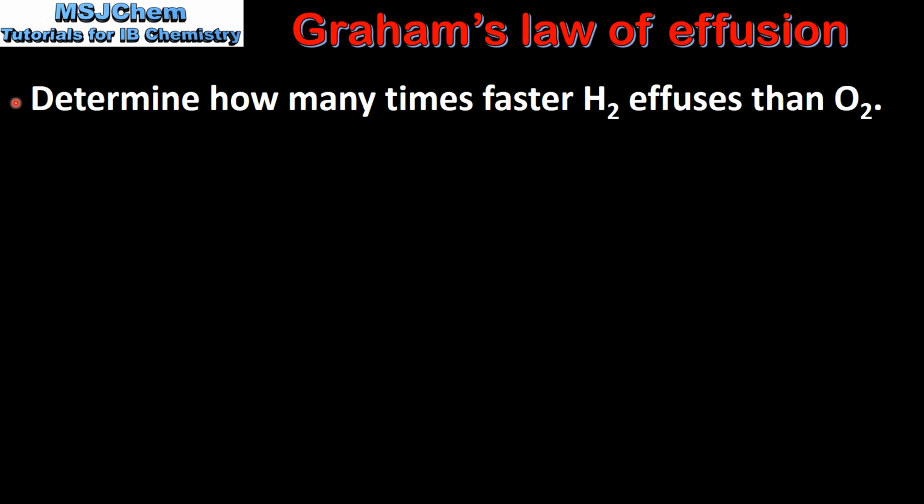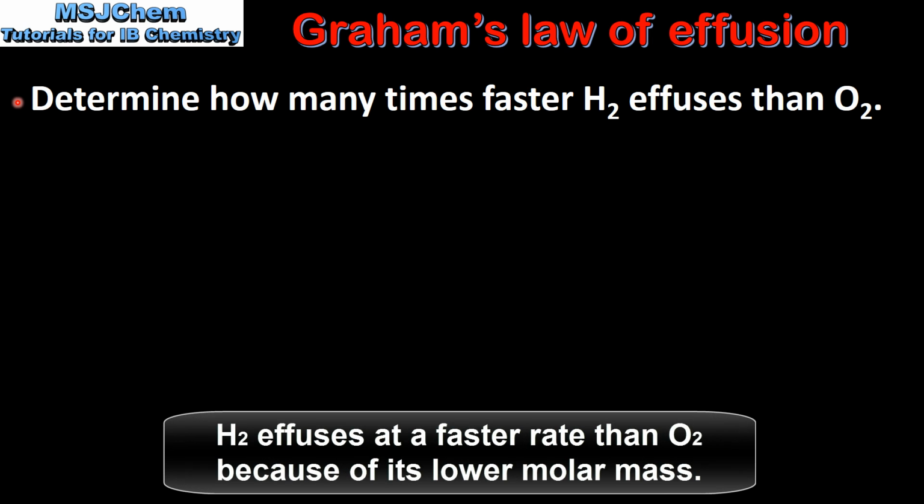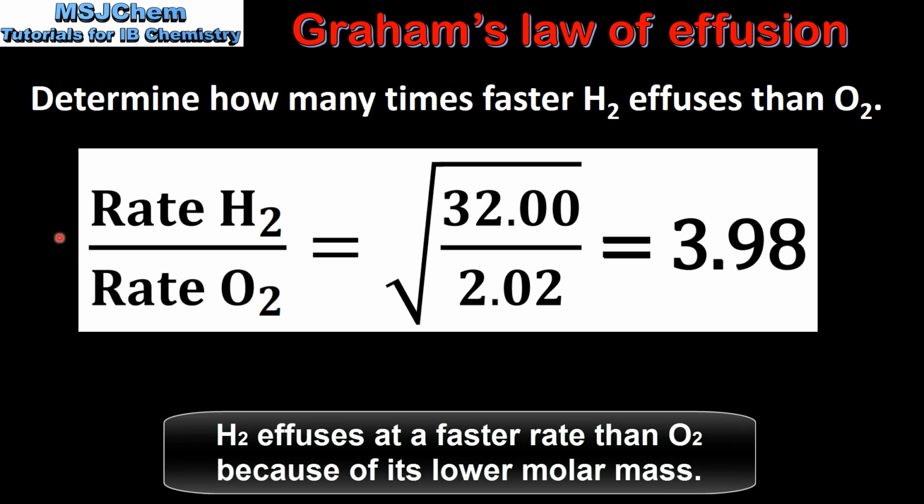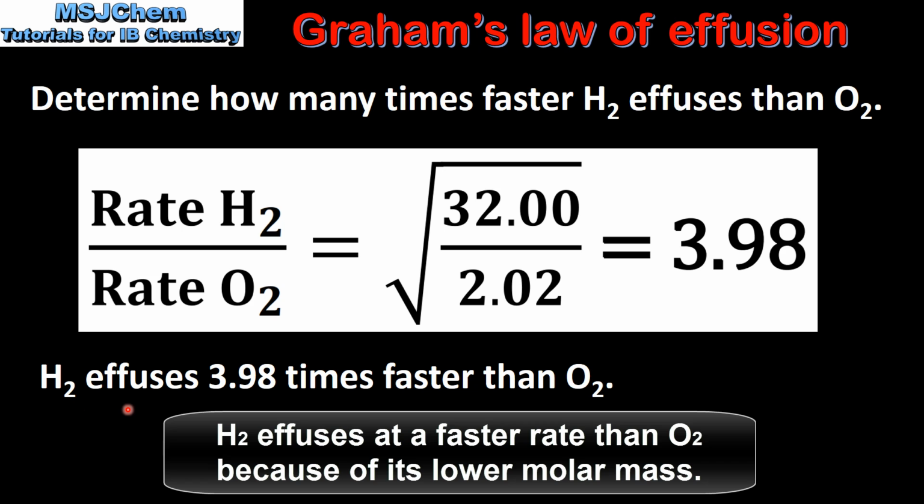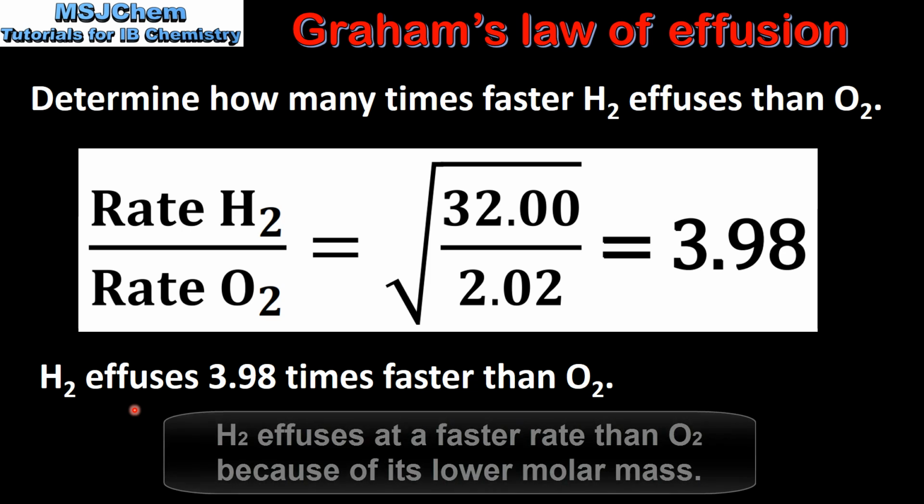Next we look at an example. Determine how many times faster H2 effuses than O2. So the rate of effusion of H2 to O2 equals the square root of the molar mass of oxygen divided by the molar mass of hydrogen, which equals 3.98. So H2 effuses 3.98 times faster than O2 at the same temperature.